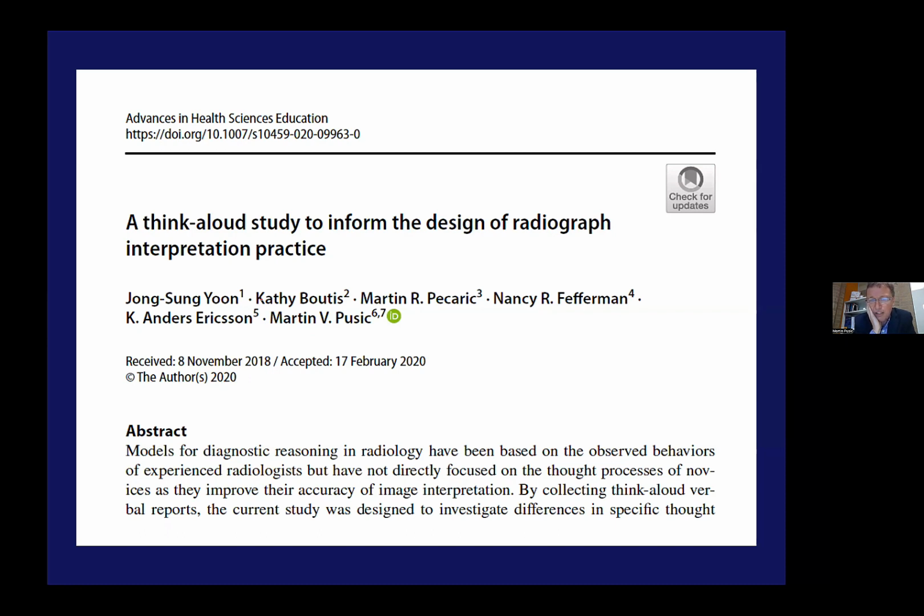And then Nancy Pfefferman is a pediatric radiologist, and Kathy Budis and Marty Picharko, my collaborators up in Toronto.